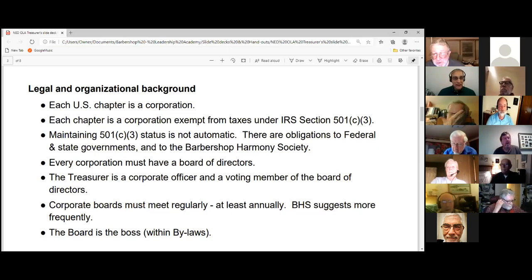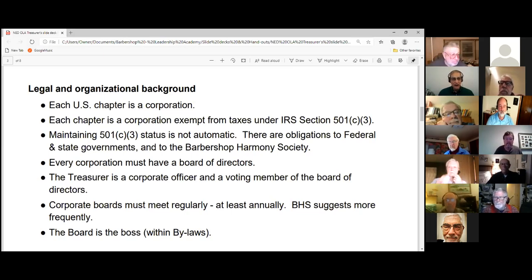Each U.S. chapter is a corporation. You can't be a chapter of the Barbershop Harmony Society unless you are a corporation. Each chapter is separately incorporated. Each chapter has its own unique individual tax ID number, which is a number that the treasurer uses for certain filings. Every chapter in the US, I know we've got at least 2 Canadians with us tonight, is qualified to be an IRS 501c3 organization, which is the numbers that they use to describe charitable and educational organizations. And we are all deemed to be that.